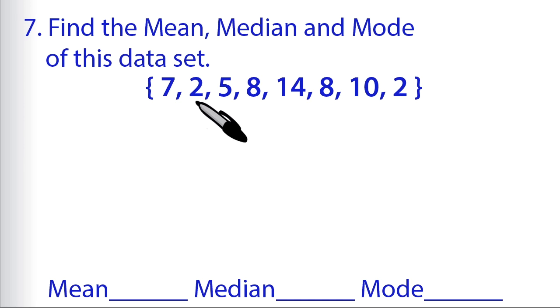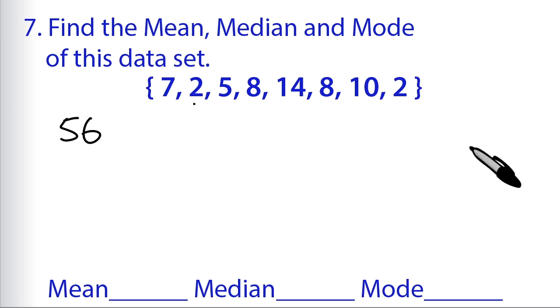7 plus 2 is 9. 9 plus 5 is 14. 14 plus 8 is 22. 22 plus 14 is 36. 36 plus 8 is 44. 44 plus 10 is 54. 54 plus 2 is 56. So the total is 56.